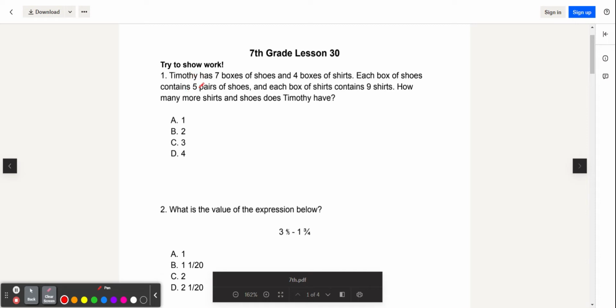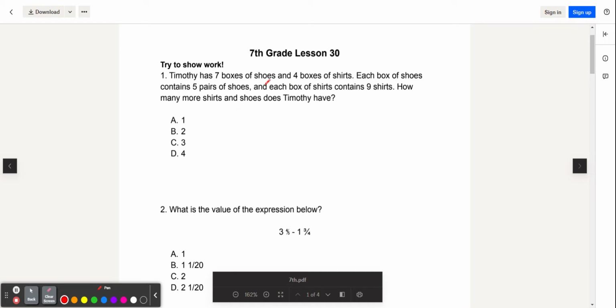So for our first problem, Timothy has 7 boxes of shoes and 4 boxes of shirts. Each box of shoes contains 5 pairs of shoes, and each box of shirts contains 9 shirts. How many more shirts and shoes does Timothy have?